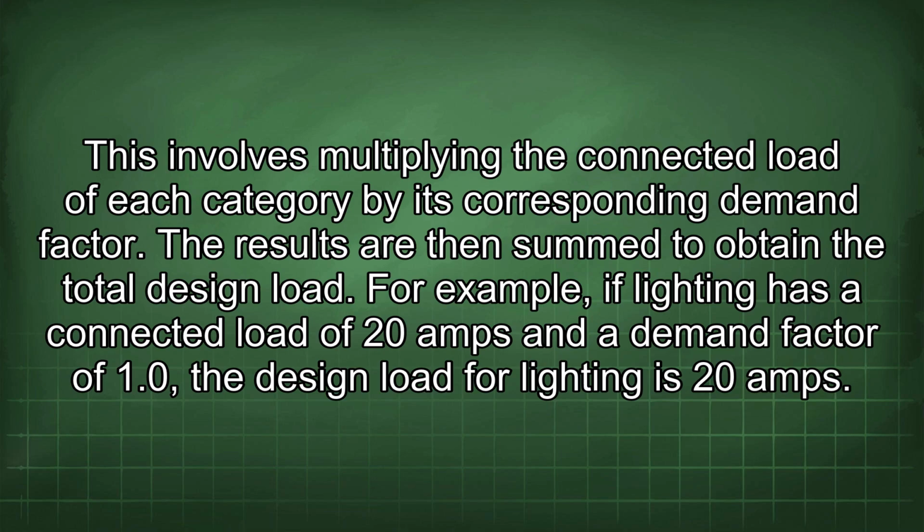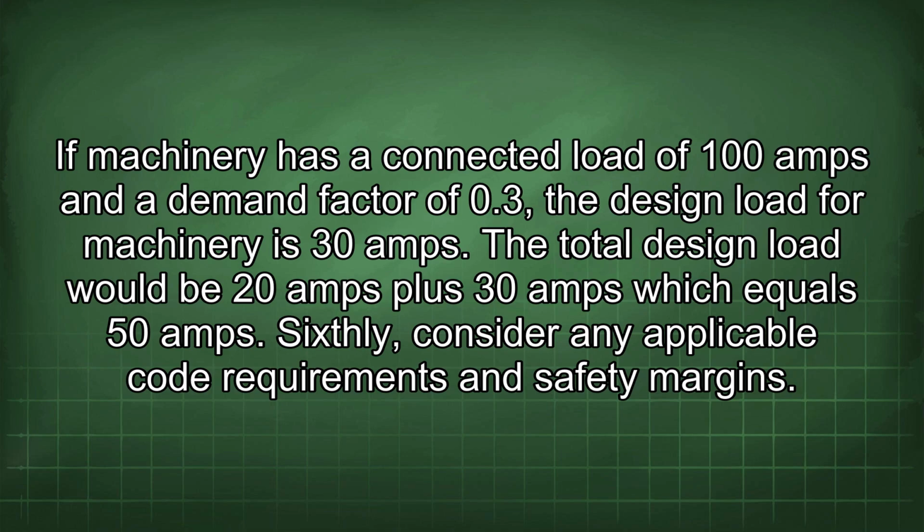For example, if lighting has a connected load of 20 amps and a demand factor of 1.0, the design load for lighting is 20 amps. If machinery has a connected load of 100 amps and a demand factor of 0.3, the design load for machinery is 30 amps. The total design load would be 20 amps plus 30 amps, which equals 50 amps.